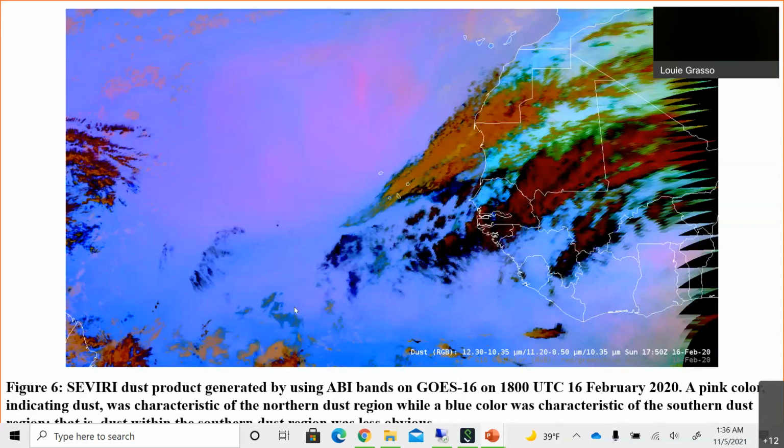This is the EUMETSAT dust product, and we use that recipe to include the ABI channels. In that recipe, pink indicates dust that you can see here, even the optically thicker dust in this region. But there's this boundary red in through here. When you go to the south, you see more blues.